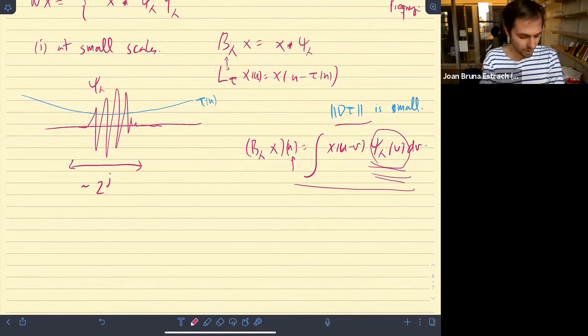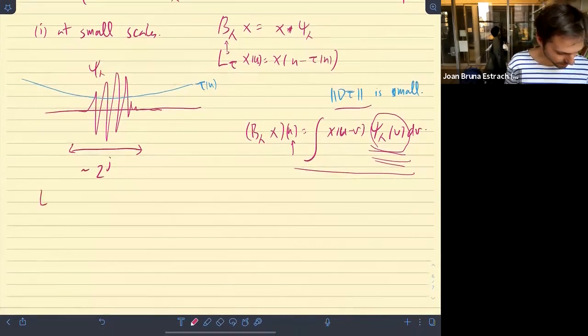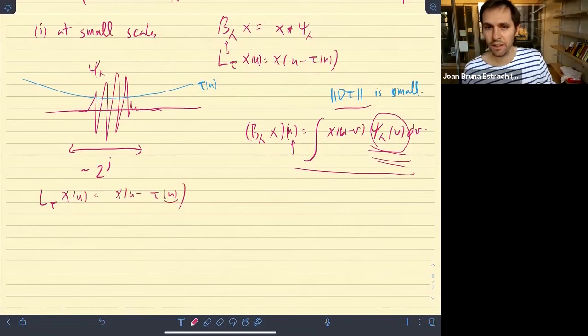And what is a constant? What happens when tau is constant? How does this L tau look when tau is constant? If I replace here this dependency, what does this thing become? A translation, right? And so we know that if tau was constant, then the commutation error would be 0, right?